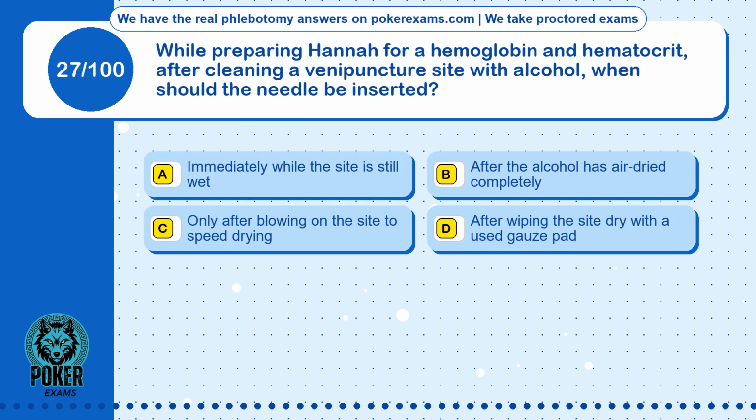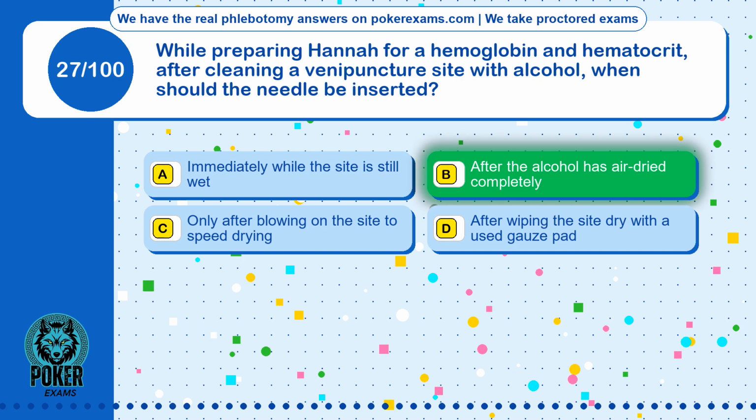Question 27. While preparing HANA for a hemoglobin and hematocrit, after cleaning a venipuncture site with alcohol, when should the needle be inserted? Option A, immediately while the site is still wet. Option B, after the alcohol has air dried completely. Option C, only after blowing on the site to speed drying. Option D, after wiping the site dry with a used gauze pad.